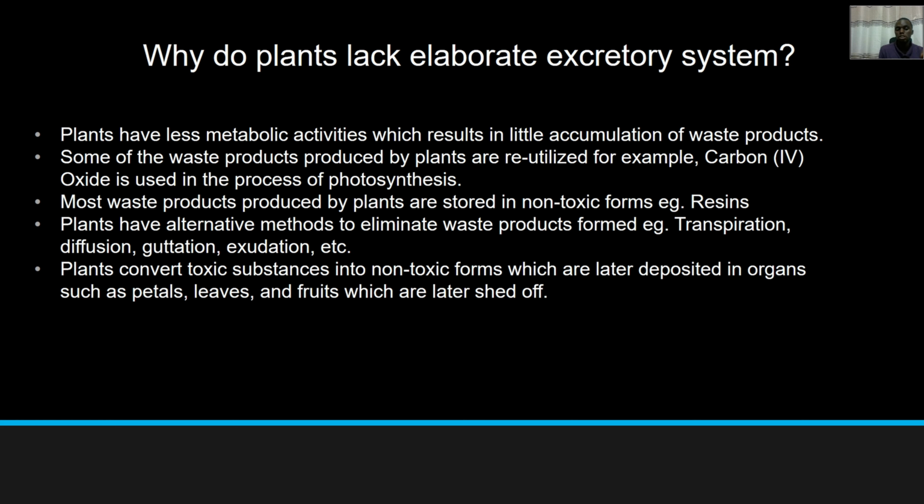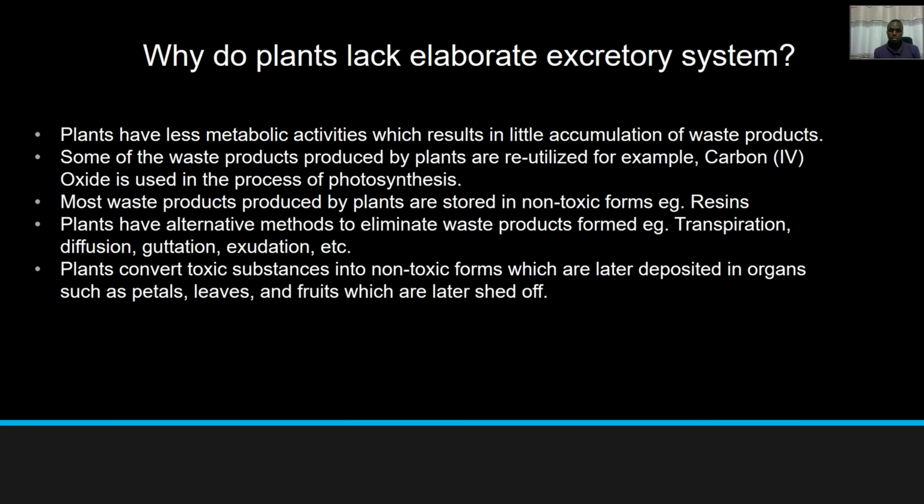Diffusion, or simple diffusion, is a process by which particles move from a region of high concentration to a region of low concentration. For example, carbon dioxide and oxygen are released from the plant by simple diffusion. We have guttation, which is the release of excess water by these plants through special holes. And then we have exudation. This is the removal of the exudates or the gums.